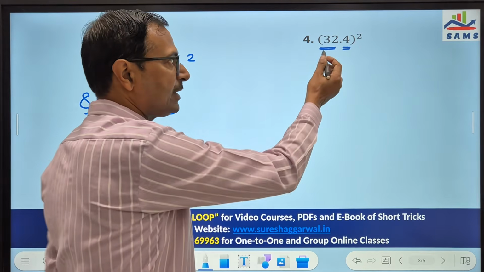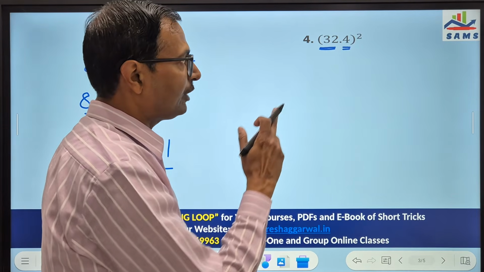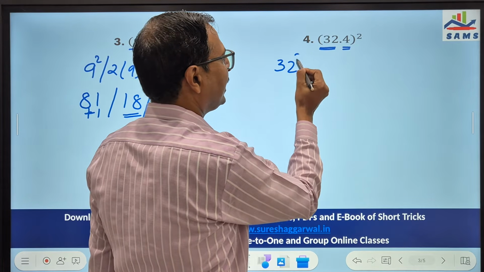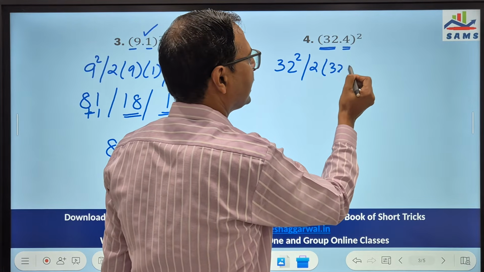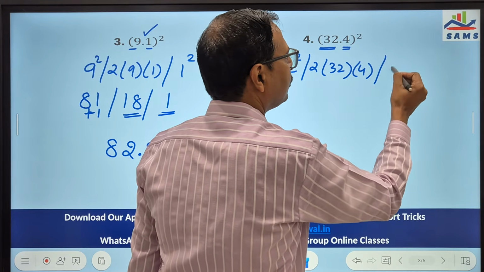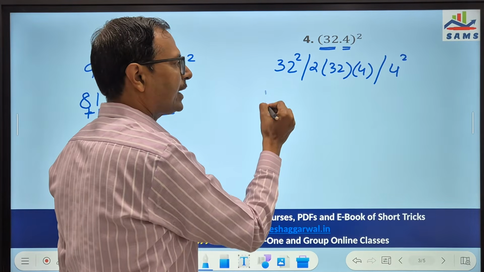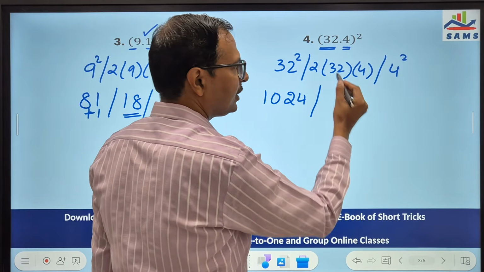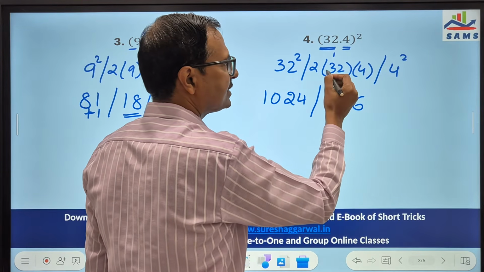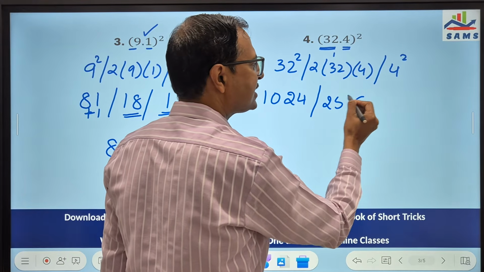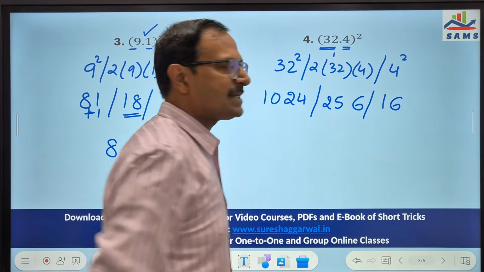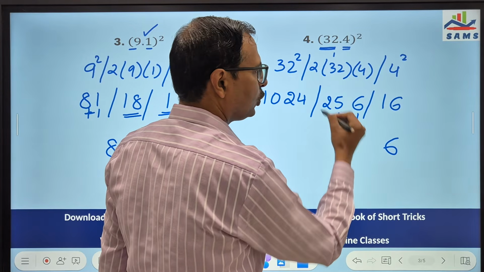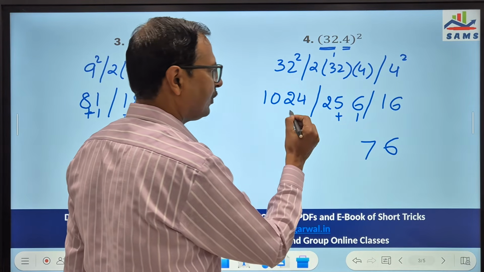So 32 is to be considered as A and 4 will be considered as B. So 32 square and then twice of 32 times 4 and then the 4 square. So 32 square I know is 1024. Then this is 8, 8 2s are 16, 6 1 carry, 8 3s are 24 plus 1, 25, 256, and then we have the 16.